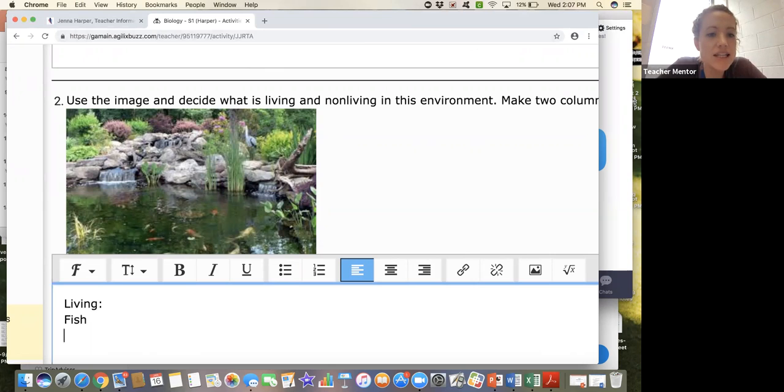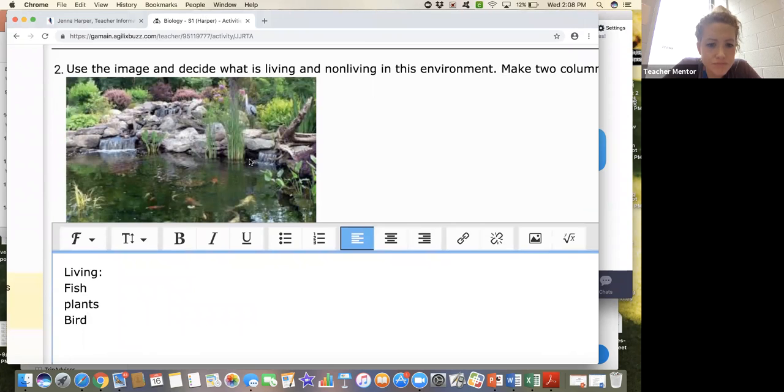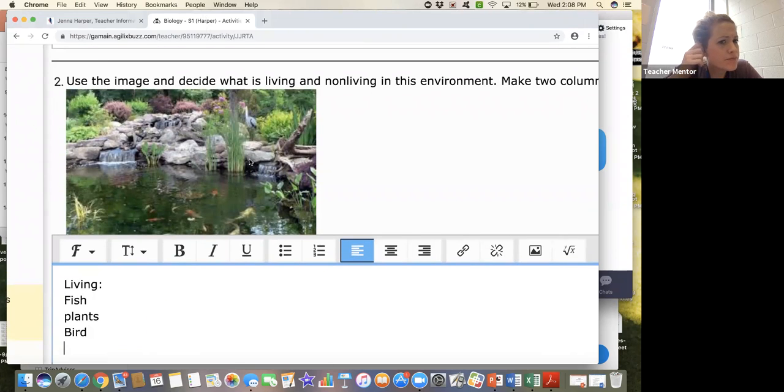What else do we see that is alive and maybe not moving? Plants, absolutely. That is awesome. What else do we see that is going to be living in this picture? I see some sort of bird over here. So I'm going to say the bird is living, okay? And so those are some good living ones.